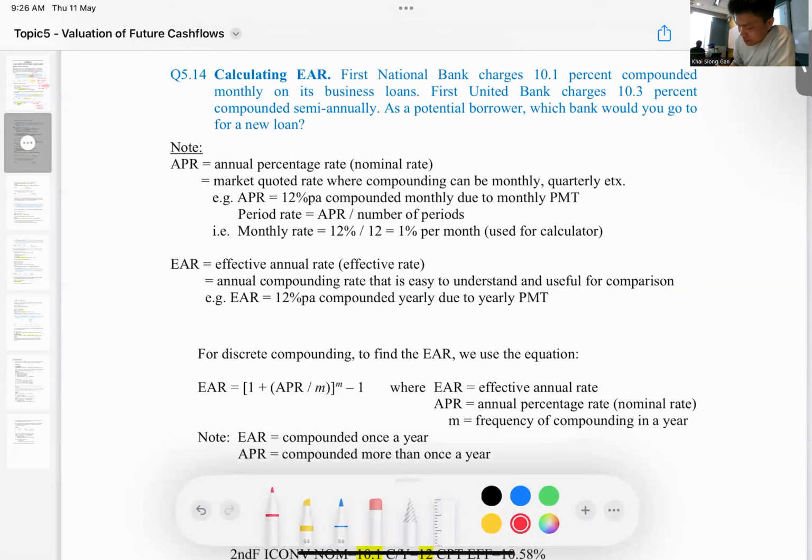Okay. First National Bank charged 10.1% compounded monthly on its business loans. First United Bank charged 10.3% compounded semi-annually. As a potential borrower, which bank would you go for a new loan? So first of all, can someone tell me what rate is this? APR. What rate is this?